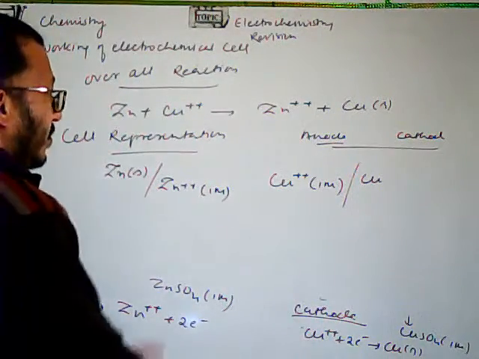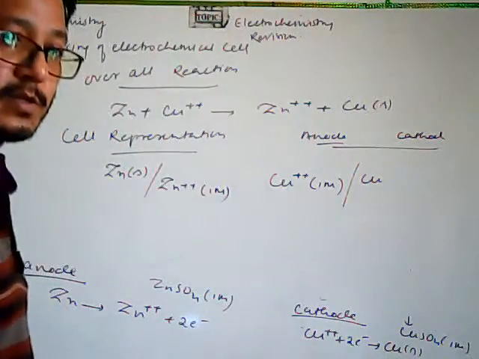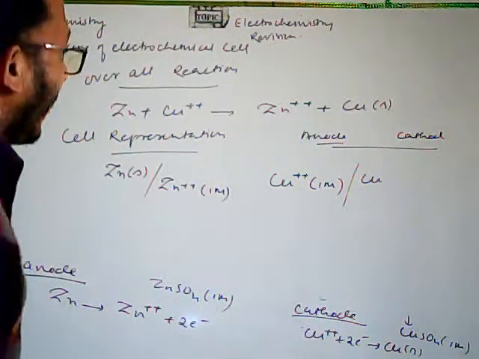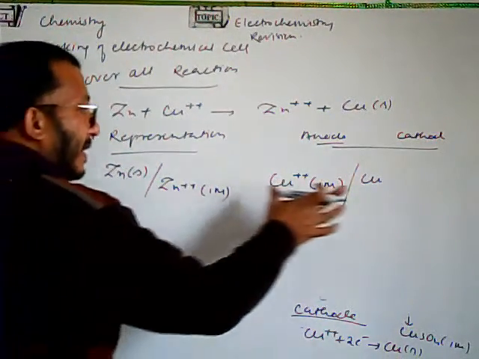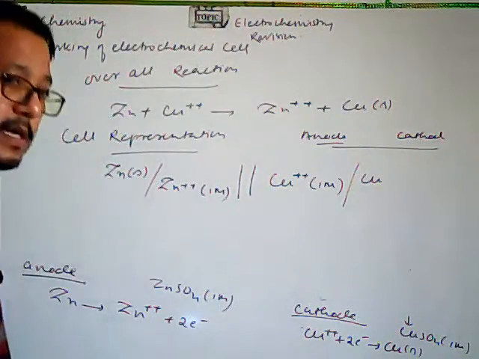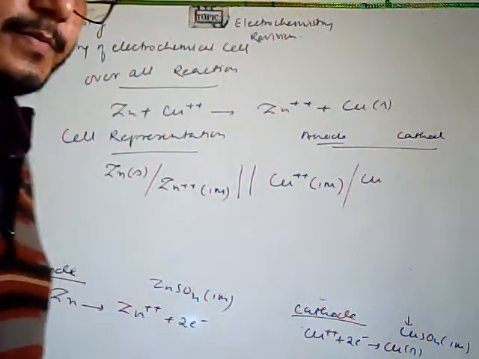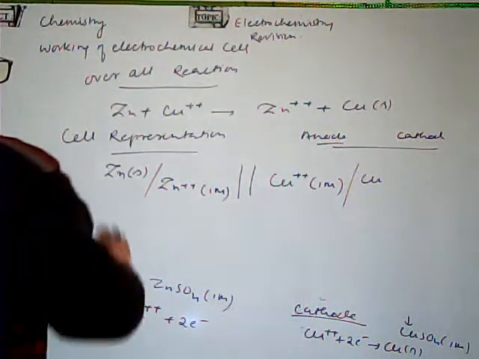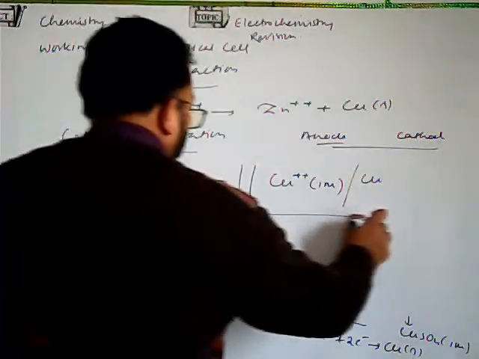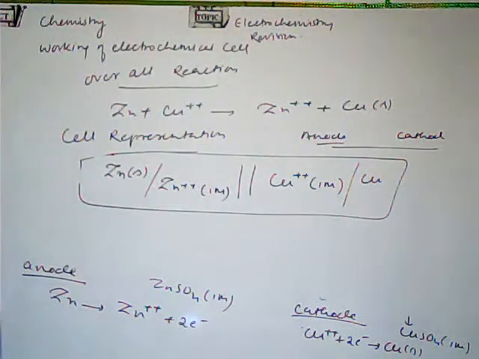So the oxidized form is at the center, and the reduced forms are at the edges or the corners. Fine. And this is the oxidation half cell, and this is the reduction half cell, and they are separated by the salt bridge, that is the double slash. This is how the cell is represented. This is the symbolic representation of the galvanic cell.